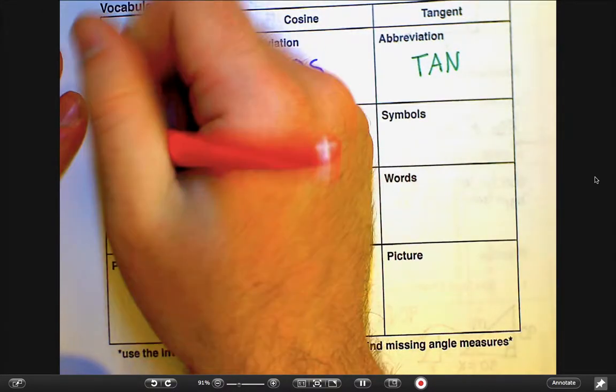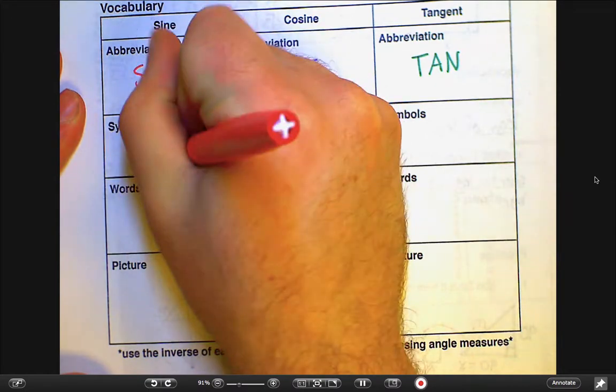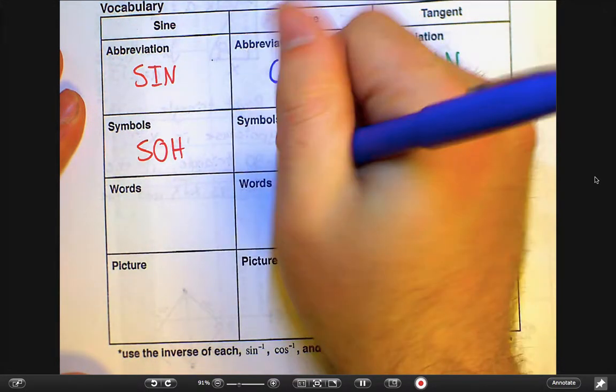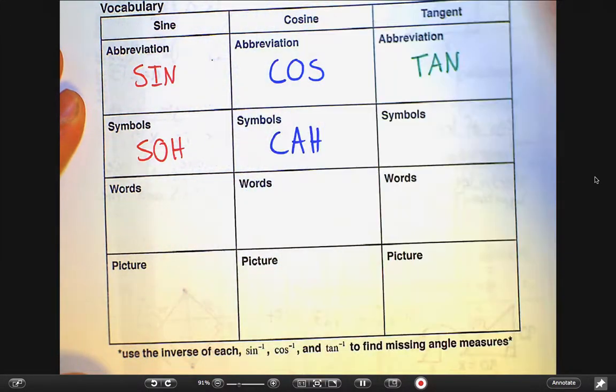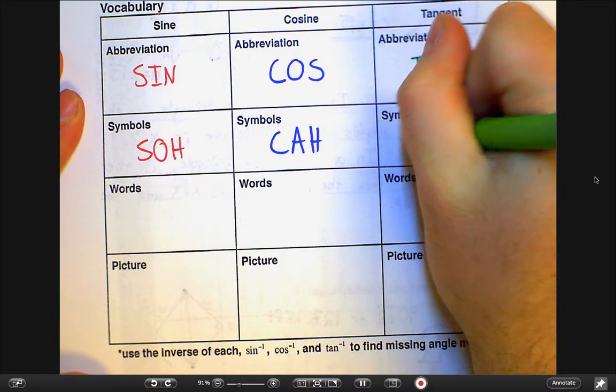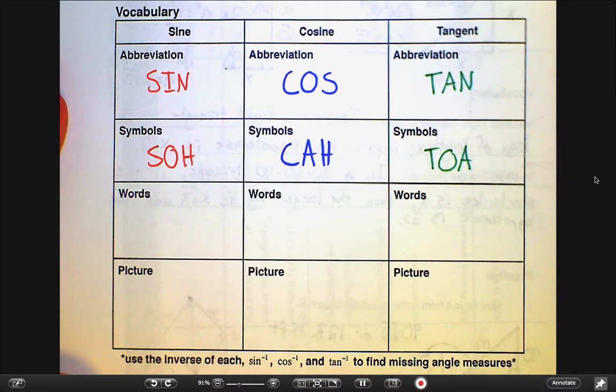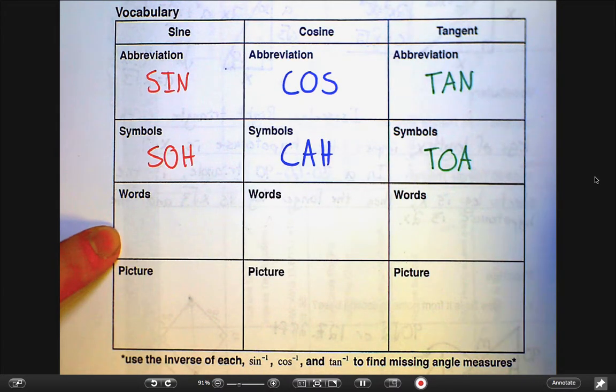I'm going to try and stay consistent with my colors here. So we have SOH, then we have CAH, and then we have TOA. So we've got SOHCAHTOA. Now let's talk about it in words.